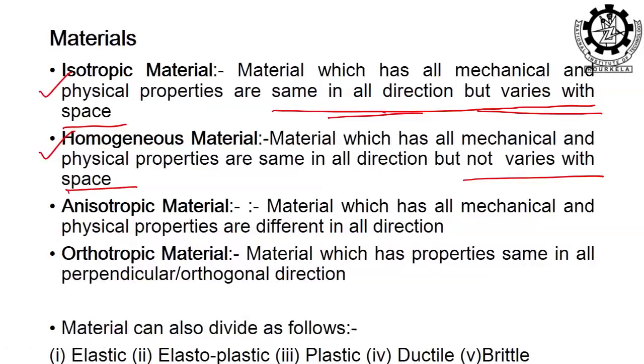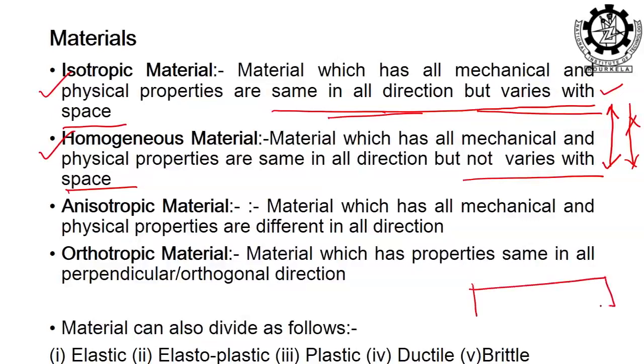That means I can say all homogeneous material can be called isotropic material, but the vice versa is not true. Going from homogeneous to isotropic is possible, but going from isotropic to homogeneous is not possible. I am giving you an example like this.